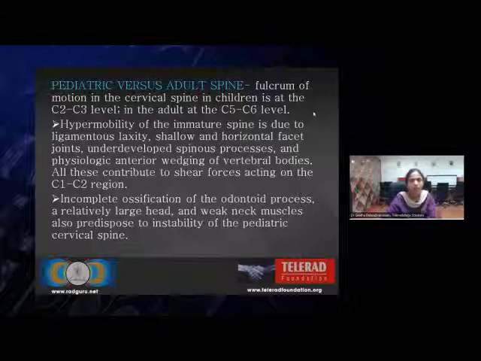The hypermobility of the cervical spine in children is due to ligamentous laxity, shallow and horizontal facet joints, underdeveloped spinous processes, and physiologic anterior wedging of vertebral bodies. All these contribute to shear forces acting on the C1-2 region. There is also incomplete ossification of the odontoid process, a relatively large head, and weak neck muscles, which predispose to instability of the cervical spine in the pediatric population.